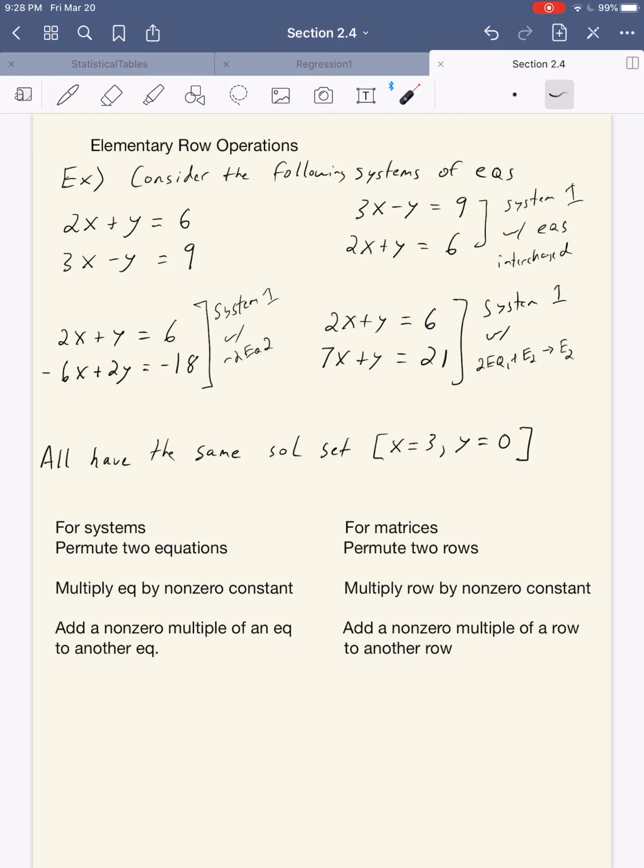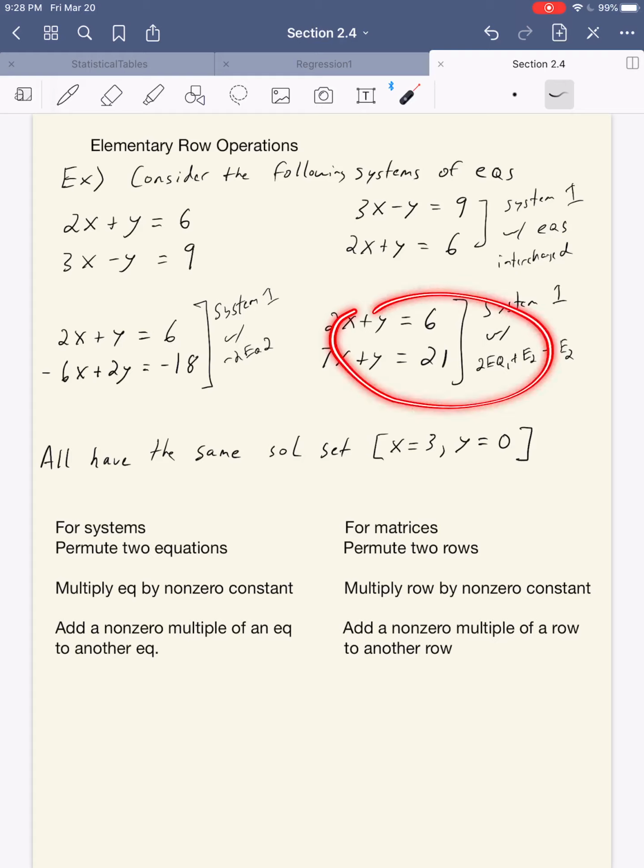All right, this guy here was talking about multiplying one of the equations by a scalar or a non-zero constant. So if you can multiply an equation by a non-zero constant and not change the solution set, then you should be able to multiply a row by a non-zero constant without changing the fundamental structure of that matrix.